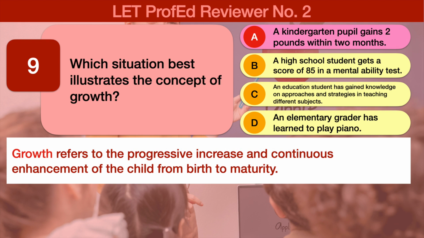The correct answer is A. A kindergarten pupil gains 2 pounds within 2 months. This is the best answer, because it refers to the progressive increase and continuous enhancement of the child from birth to maturity.